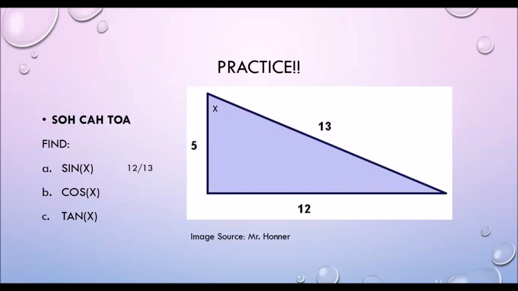To find cosine of X, we use CAH. We take the adjacent, which is 5, and divide it by the hypotenuse, which is 13, and that gives us 5 over 13. To find the tangent, we use TOA. We take the opposite, which is 12, and divide it by the adjacent, which is 5, and this gives us 12 over 5.